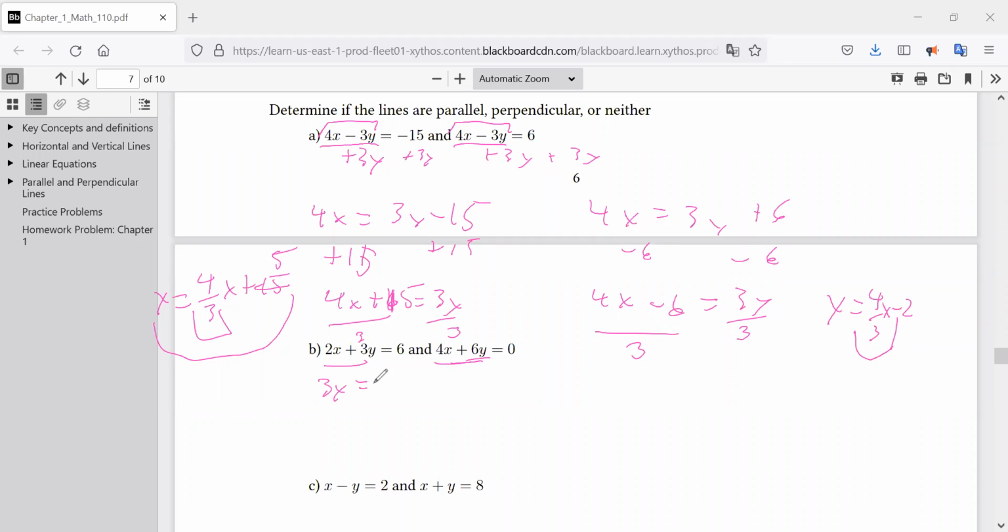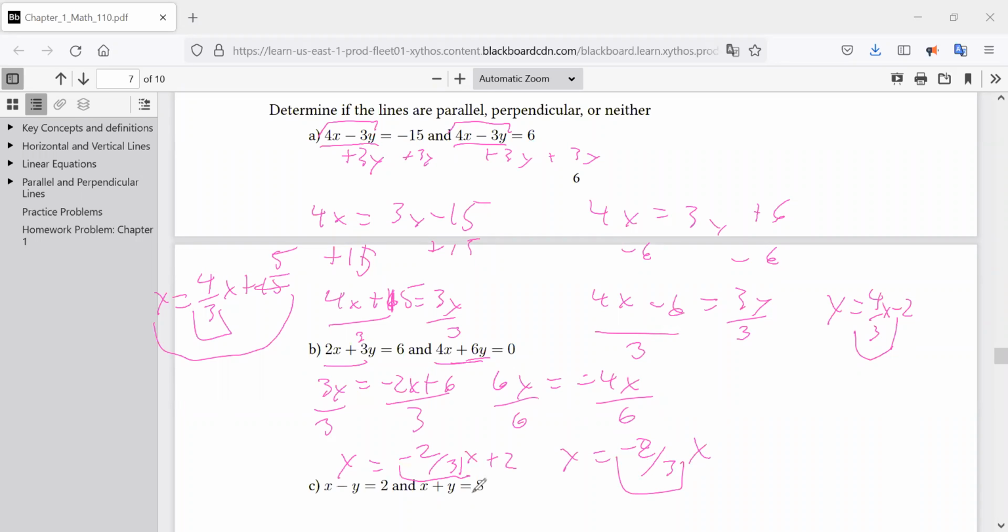We can do 3y is equal to negative 2x plus 6, and 6y is equal to negative 4x. Now we've got everything pretty close. We just need to divide both sides to get the y's by themselves. So we get y is equal to negative 2/3 x plus 2, and y is equal to negative 2/3 x. So what's that going to say? We've got the same slope for both of these, right? So they're parallel.